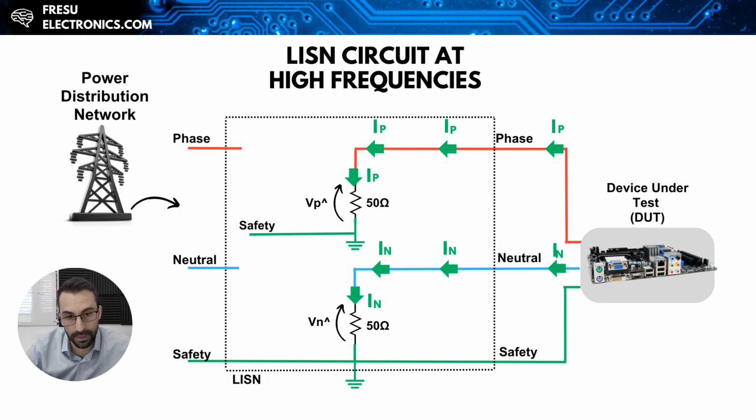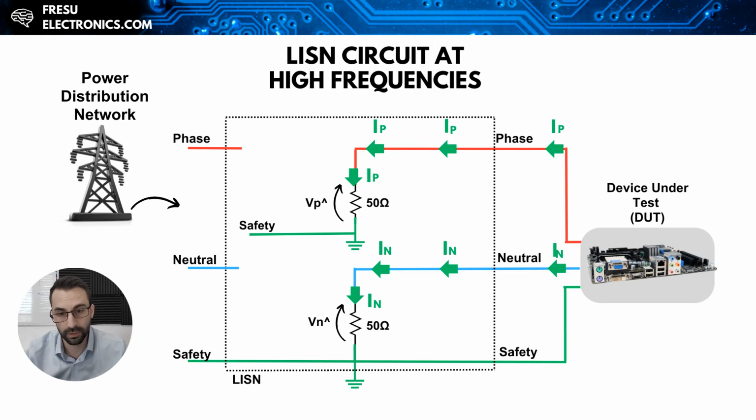So one important thing is that for the range of frequencies of the test, the LISN circuit will result in the simplified circuit that you see in the slide here, where the inductor becomes an open circuit at the frequencies of the test, while the capacitor here becomes a short circuit over the frequency range of the measurement. The voltages measured during the test are these VP' and VN', and they're measured between the phase wire and the safety wire and between the neutral wire and the safety wire.